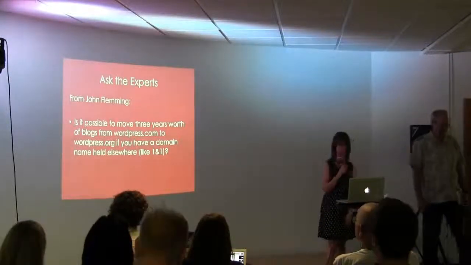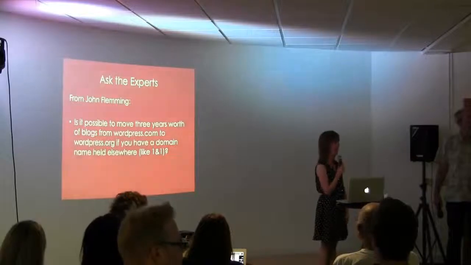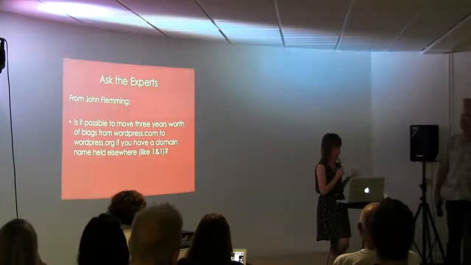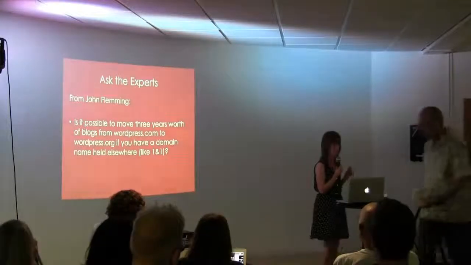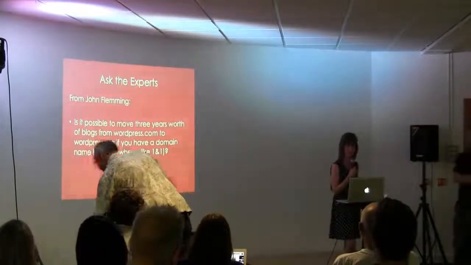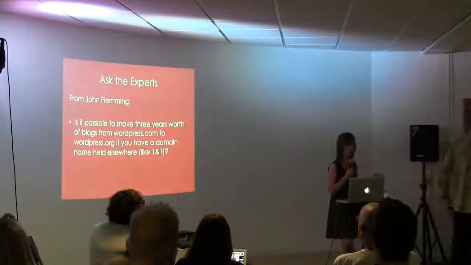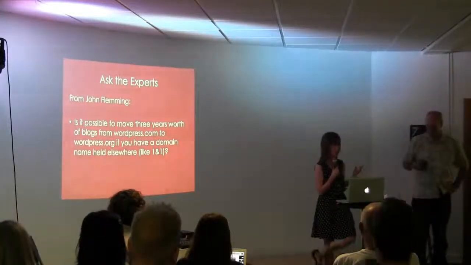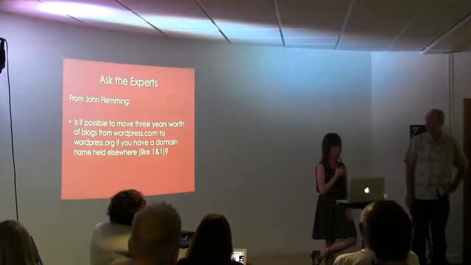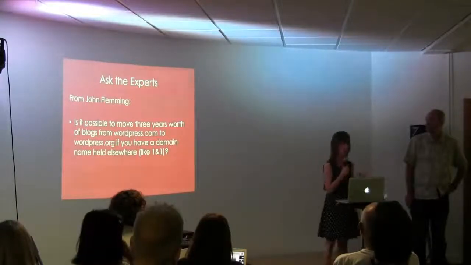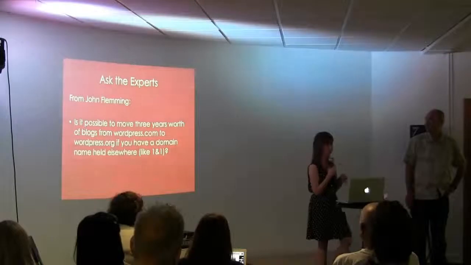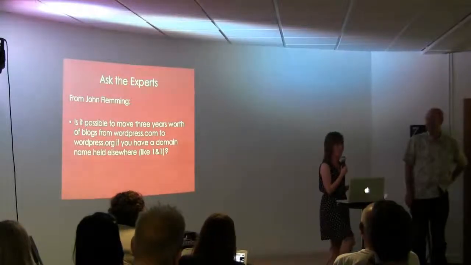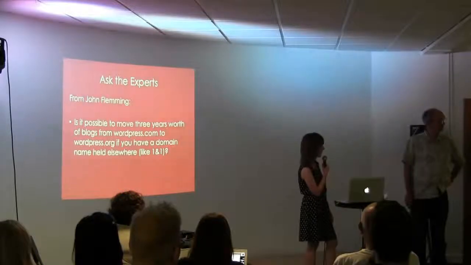Okay, so the first question is from John Fleming, is he in the audience? Hi, John. To give you a bit of background, John's got a WordPress.com blog that he's had for about 3 years. It uses a One-on-One domain name, so that's the domain name place, with WordPress.com. He wants to add advertisements, so he thinks he needs to change his setup. He's seen that One-on-One has a WordPress.org app on their site, but he's a little bit confused as to how to use it. So he's basically asking, is it possible to move 3 years of blog posts from WordPress.com to WordPress.org if you have a domain name held elsewhere like One-on-One? Who wants to answer this?